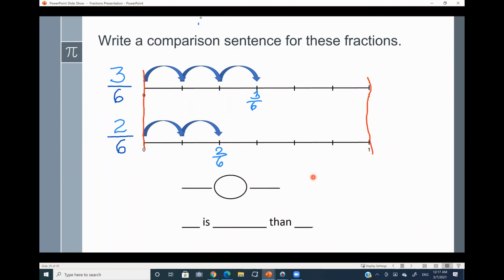So now I can tell that 3/6 is greater than 2/6. I noticed that because 3/6 went farther than 2/6. So I can tell the same by writing a sentence. 3/6 is greater than 2/6.